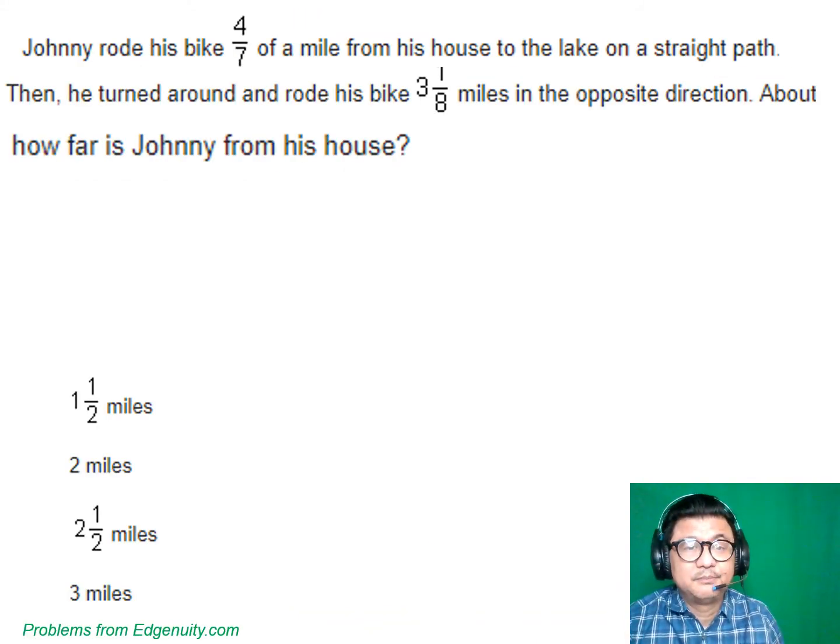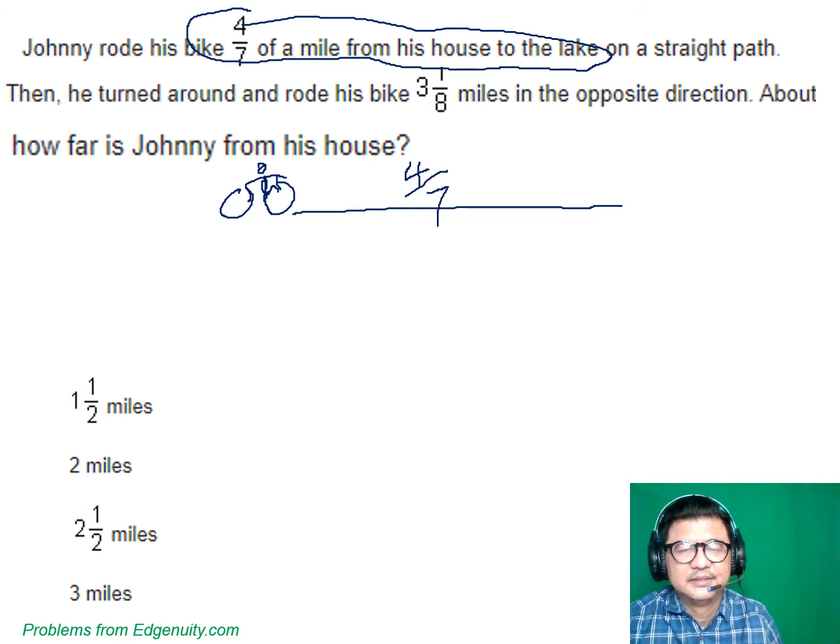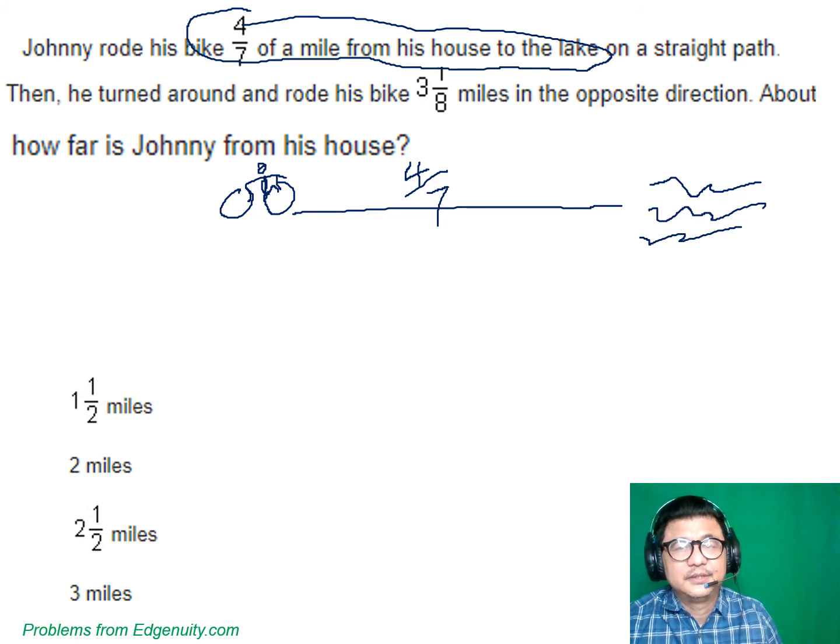Johnny rode his bike for 4/7 of a mile from his house to the lake. So this is Johnny biking. From here, he was able to travel 4 sevenths. He was supposed to go to the lake. Now, it's on a straight path.